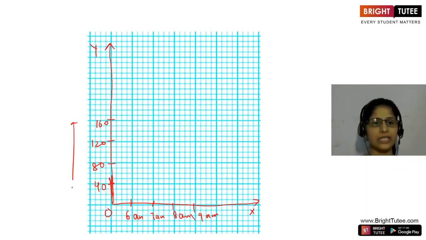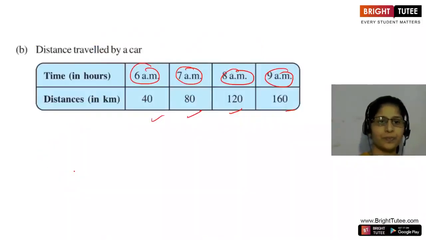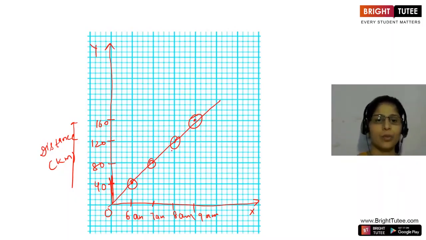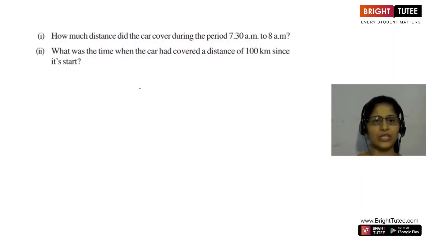So here what are we representing? We are representing the distance here, and that too in kilometers. So at 6 a.m. the distance covered is 40. So here at 7 it is 80, then at 8 it is 120 and at 9 it is 160. So when we join them, yes, we get a straight line that passes through all of these points. Clear?